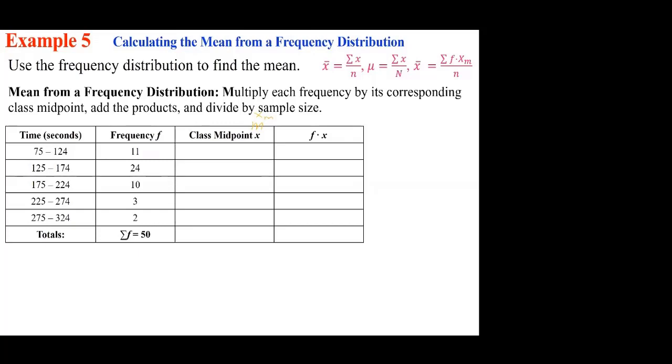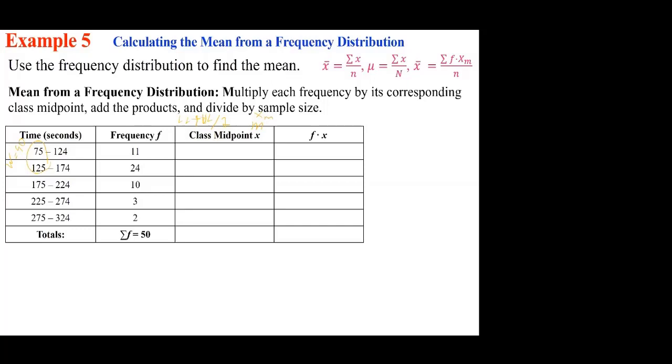So the very first thing is we calculate the midpoints. How do we calculate the midpoints? Lower limit plus upper limit divided by 2. So for example, the first class is 75 plus 124, which is 199, divided by 2, which gives us 99.5. And by the way, I hope everybody remembers that we can easily see, from before, the width is 125 minus 75, or 124 minus 75 plus 1 unit. And the width is 50.